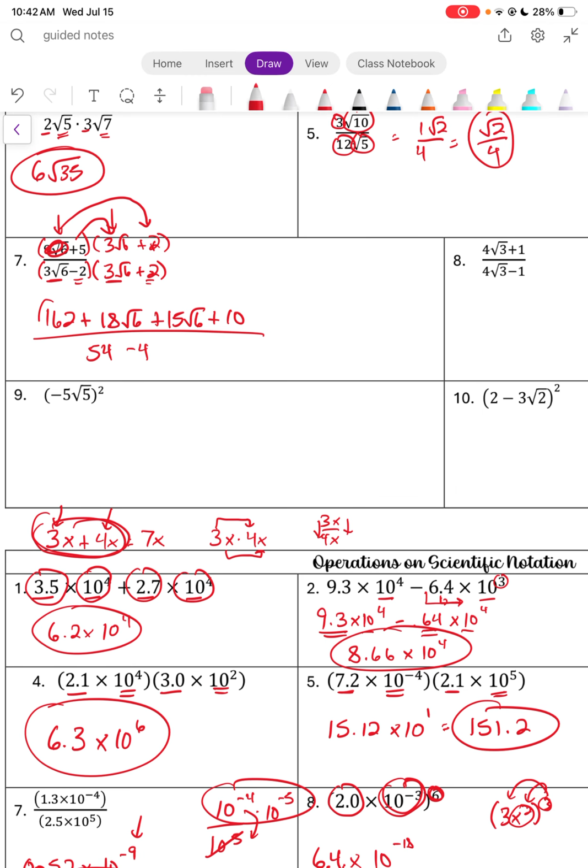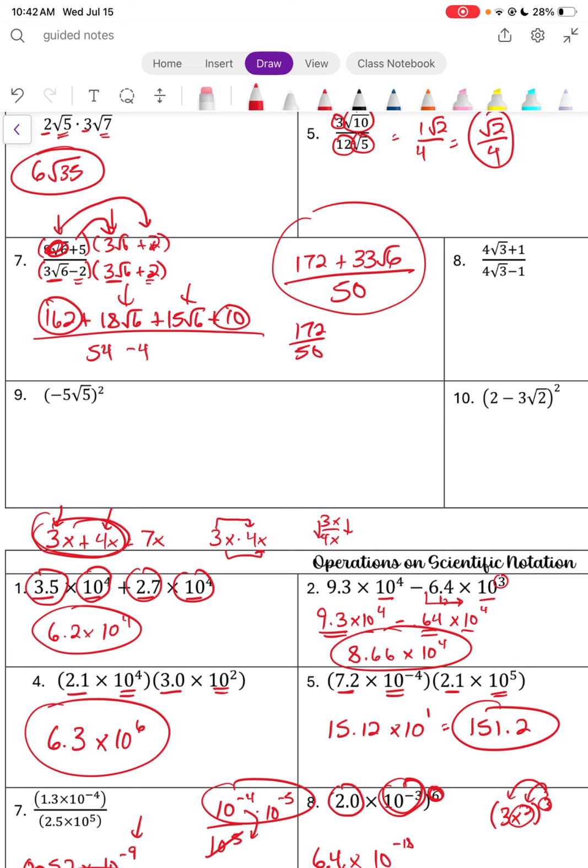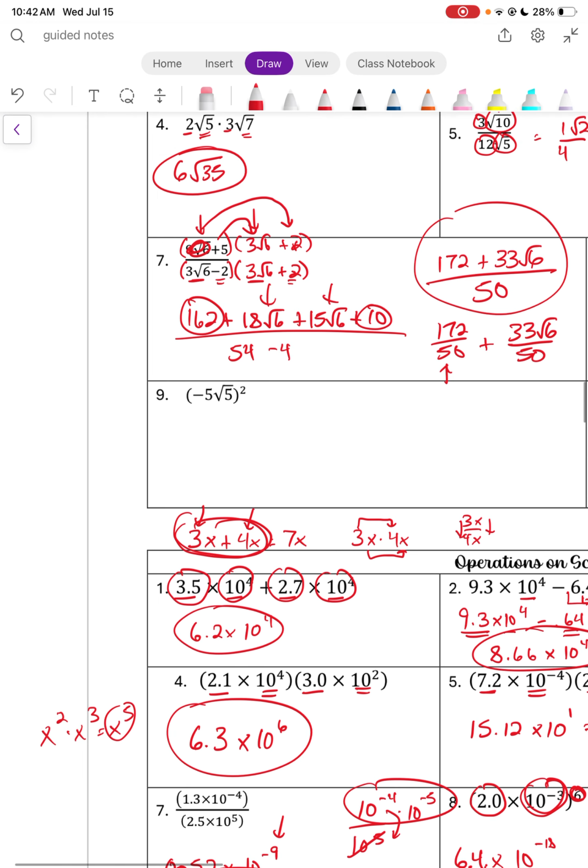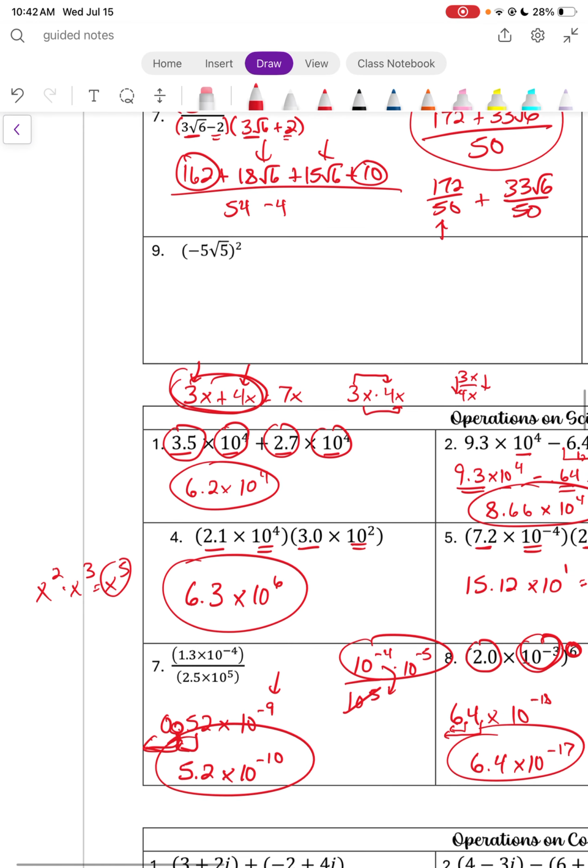So on top, combine like terms, 162 plus 10 is 172. 18 root 6 plus 15 root 6 is 33 root 6. All over 54 minus 4, which is 50. You can leave your answer like that, or since you have that plus sign, if you would like to split it, you can split it and reduce it. I'll leave that up to you. You could actually reduce that fraction, and you could leave your answer like that. So I'm going to skip the next one that looks like that and go to number 9.